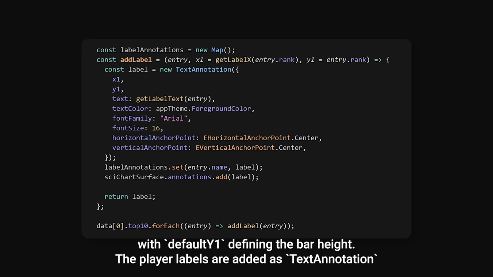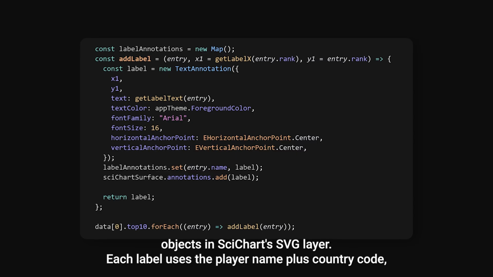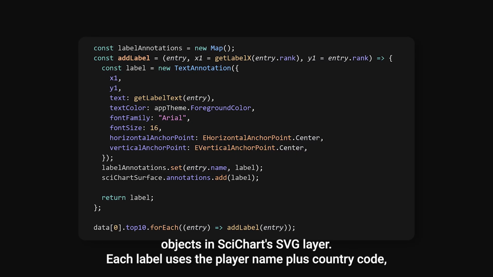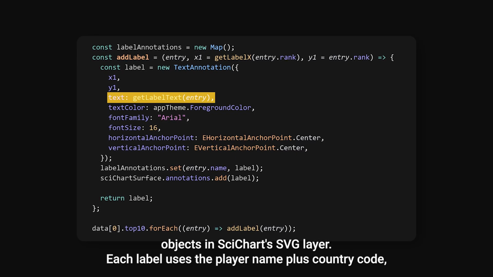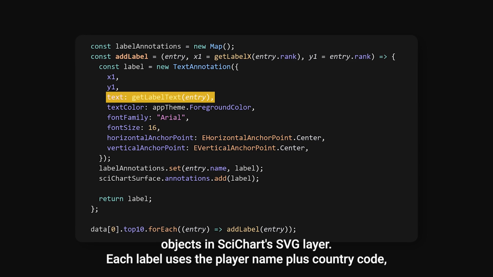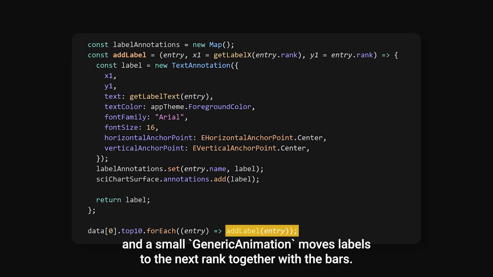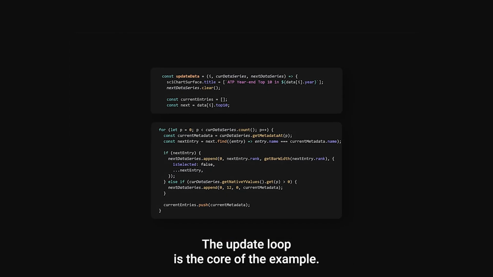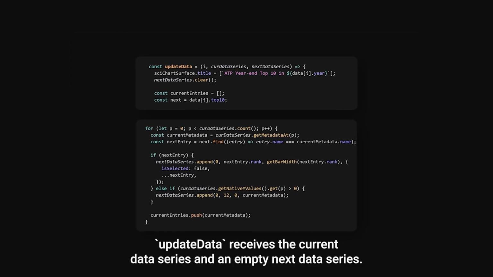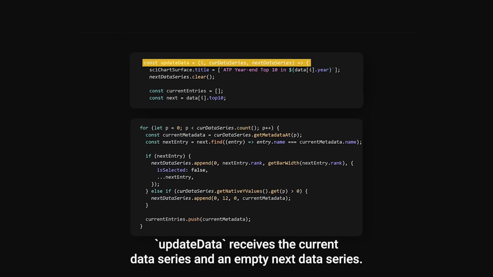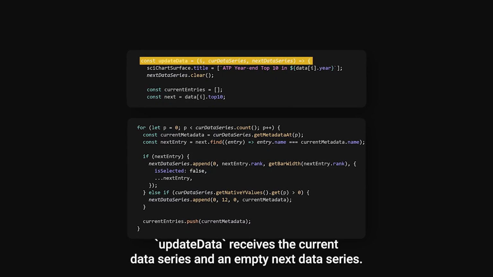The player labels are added as text annotation objects in SciChart's SVG layer. Each label uses the player name plus country code, and a small generic animation moves labels to the next rank together with the bars. The update loop is the core of the example. UpdateData receives the current data series and an empty next data series.